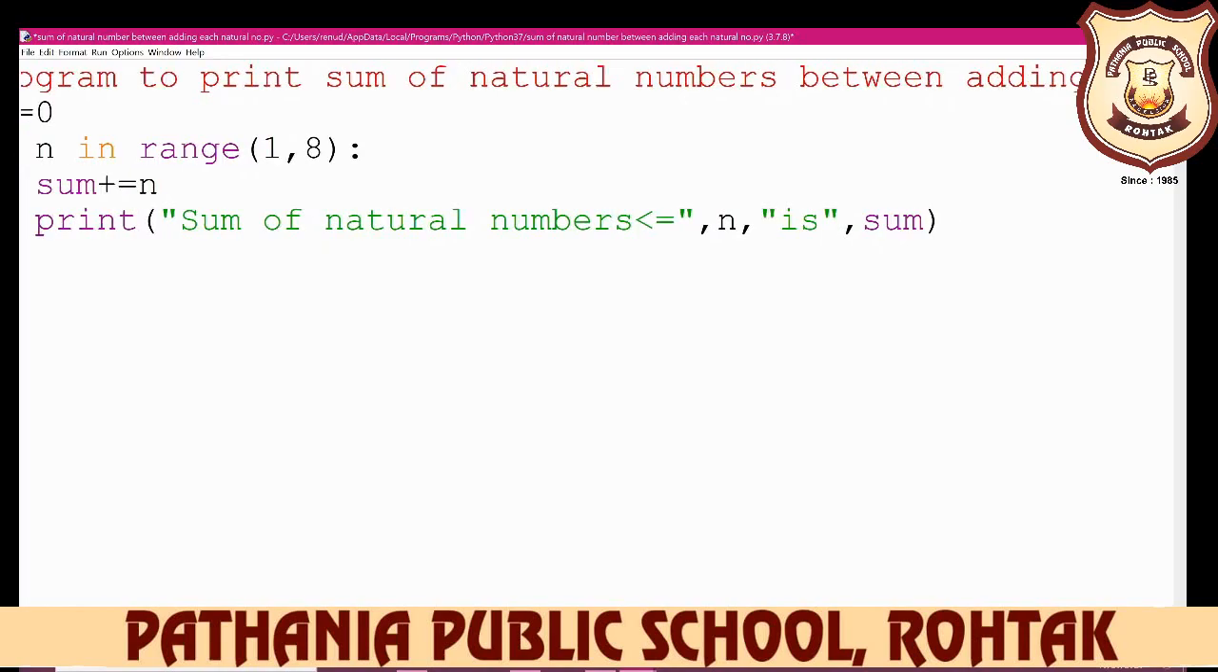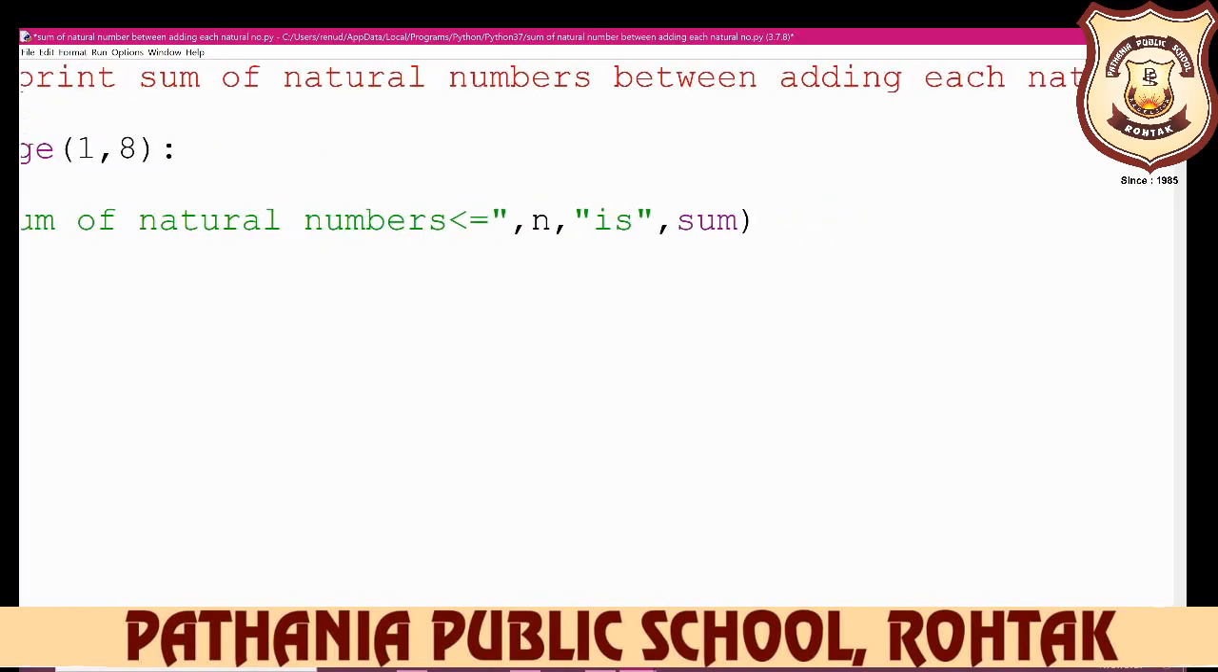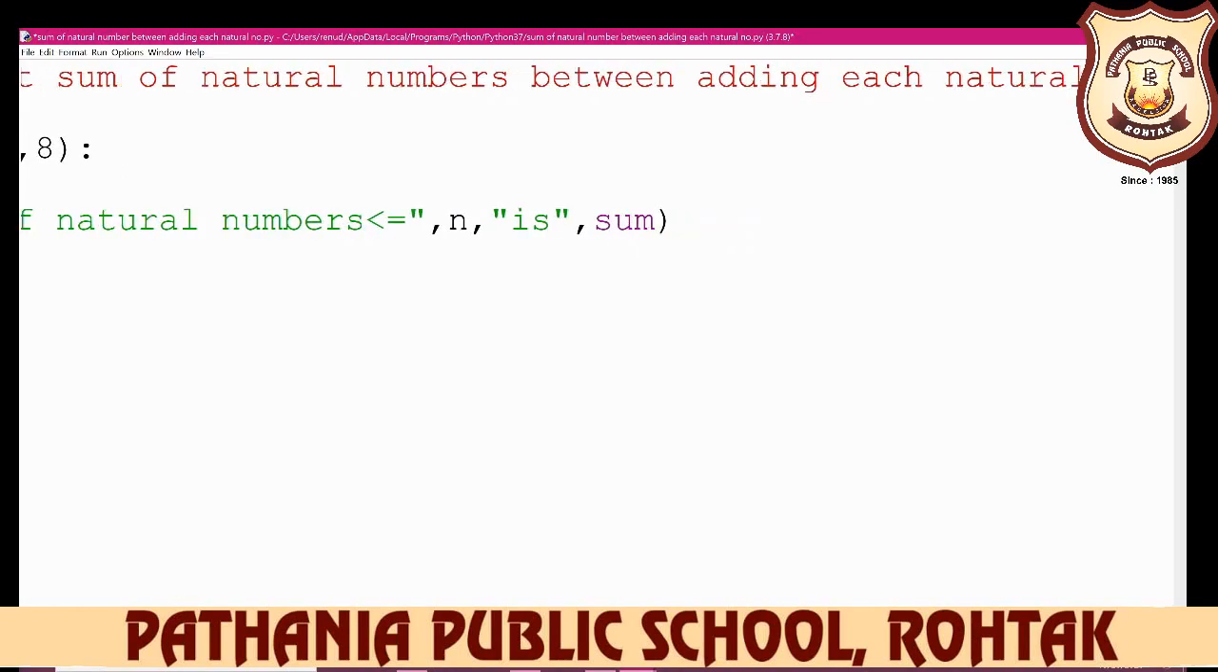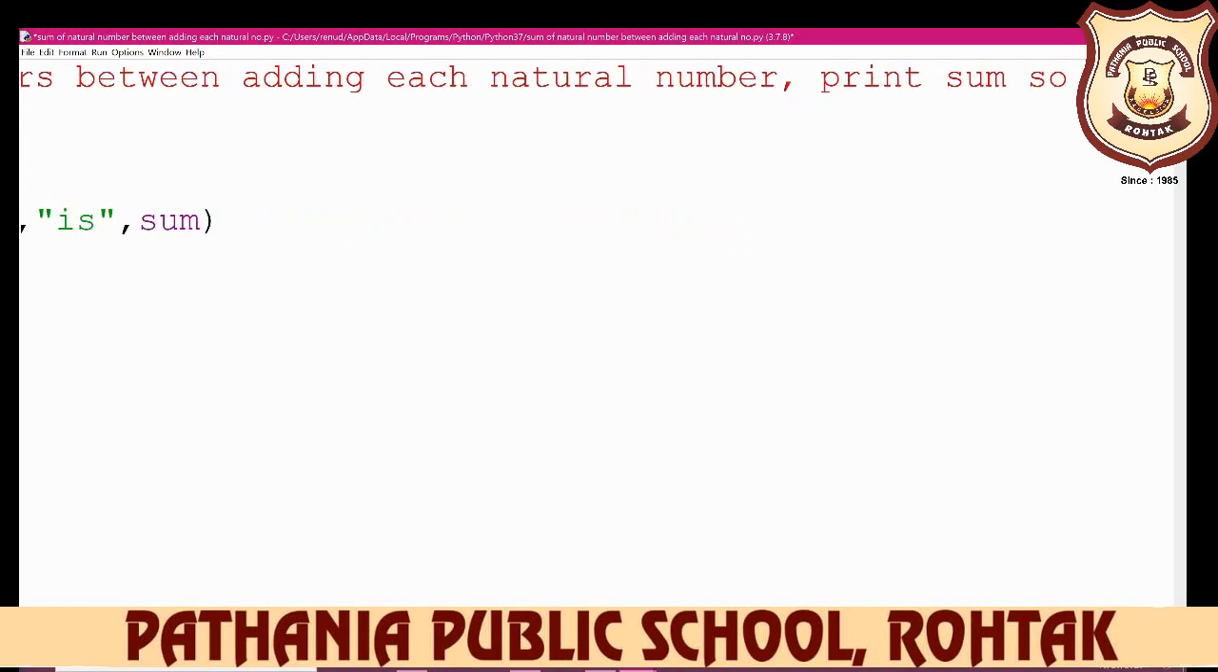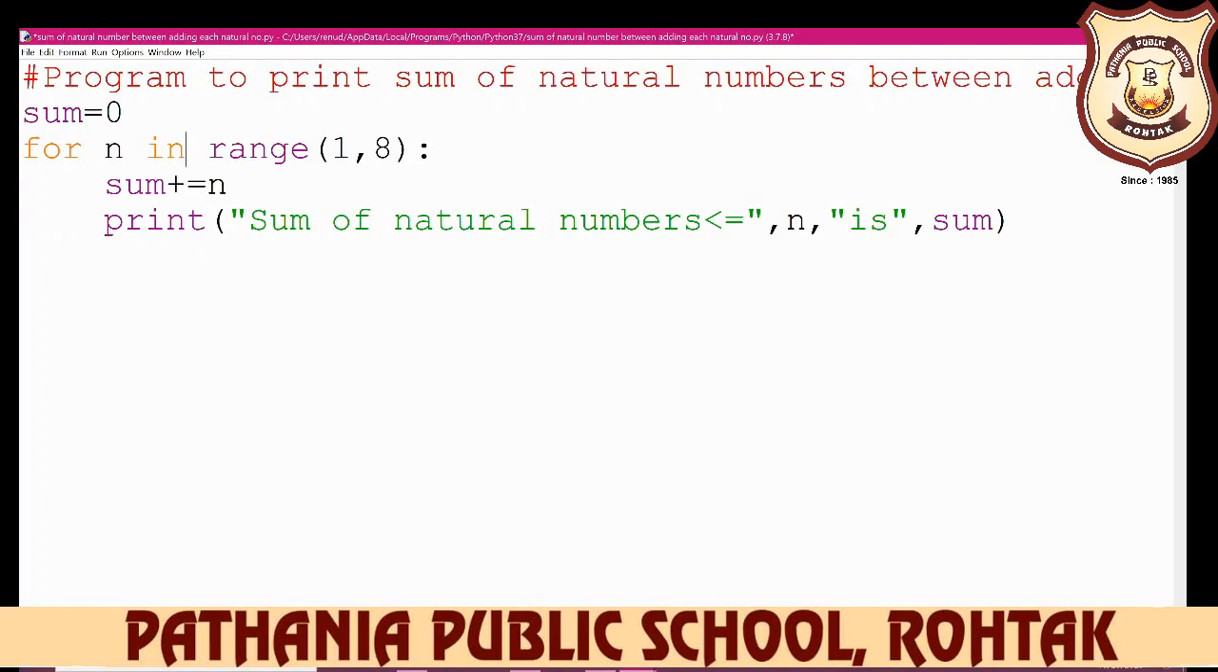Between what? Adding each number. So every number is displayed after the adding. For example, 1 plus 2 is equal to 3. Then 3 plus 3 is equal to 6. So we want every number to be displayed on your screen, each natural number, and print the sum. So what we do now, first take a variable.